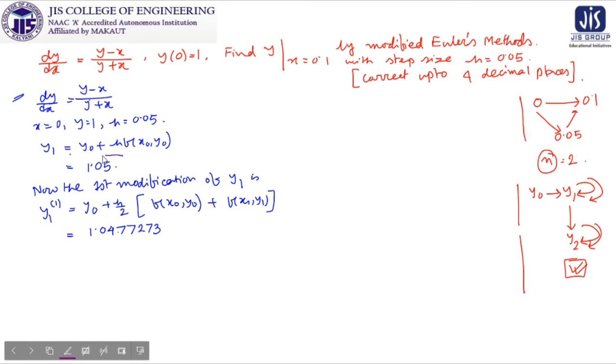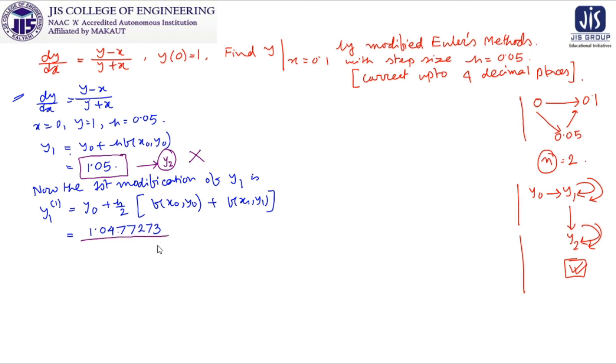The difference is, in case of Euler's method, we will start using this one for y2, but here we are not using this for y2 calculation. We are updating y1 1 and we are not yet satisfied. We will go for y1 2 also, and according to the formula, it will be y0 plus h by 2 f of x0 y0 plus f of x1 y1 1. The modified value will be used to calculate the next one.